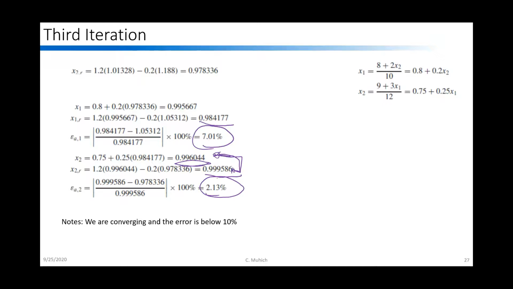Overall, hopefully this illustrates the fact that using over-relaxation, we can try to jumpstart and get faster convergence than without over-relaxation. We can go the other way. We can use under-relaxation, so we mix in a little bit of our old value, and this may help with convergence if we have diverging solutions.